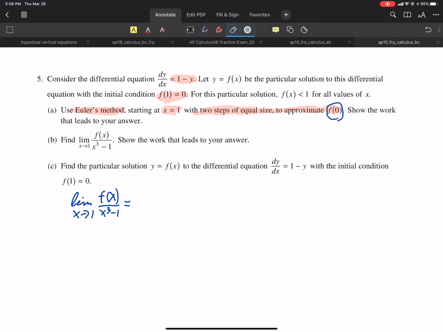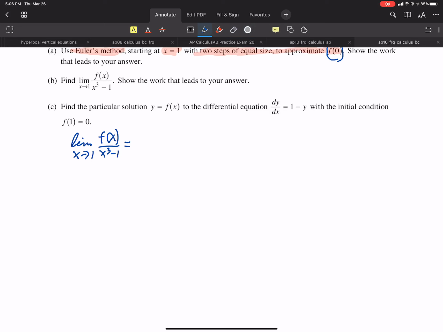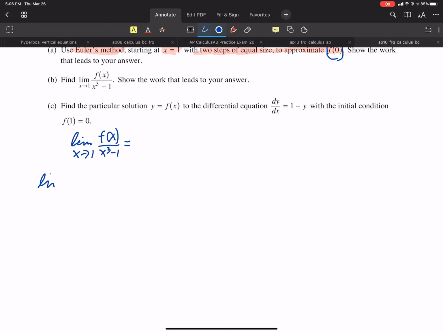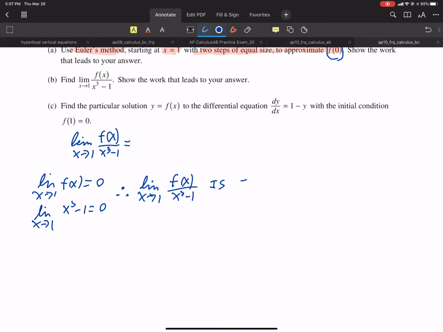So, to alleviate this problem, you need to write two limit statements. The limit as x approaches 1 of f of x is 0. The limit as x approaches 1 of x cubed minus 1 is 0. Therefore, the limit as x approaches 1 of f of x over x cubed minus 1 is indeterminate.